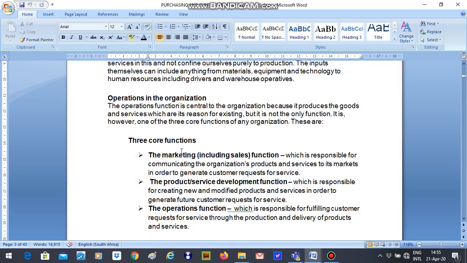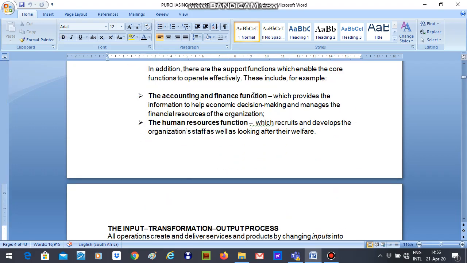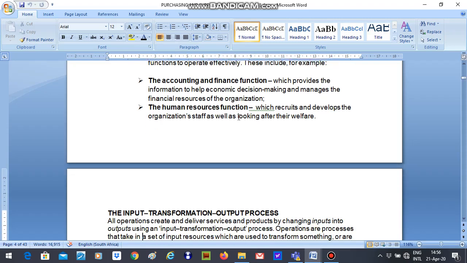We have 5 functions, the 3 core and the 2 support. And the 3 core, we have the marketing function, which deals with communication of the organization's products and services to the market. And the second one is the product and service development function, which is responsible for creating new and modified products. The operations function, which is responsible for fulfilling customer requests. And then the 2 support will be the accounting and finance function and the human resources function, which are self-explanatory. I'm sure by now we know this.